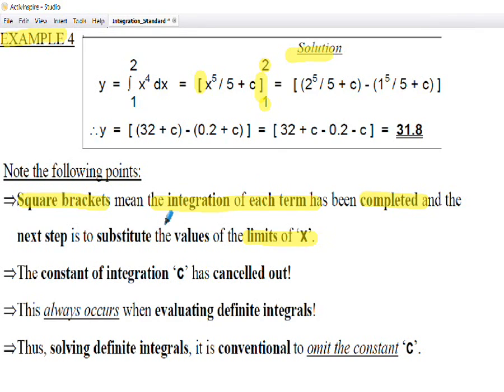We put the limits in: the upper limit always goes in first and the lower limit goes in second, and we take the lower limit value from the upper limit value. The constant c, as we said before, has cancelled out. So whenever you're solving a definite integral, you never need to add the constant c at the end of the equation. It will always cancel. So we can omit the constant c, even though it's shown in our standard tables.